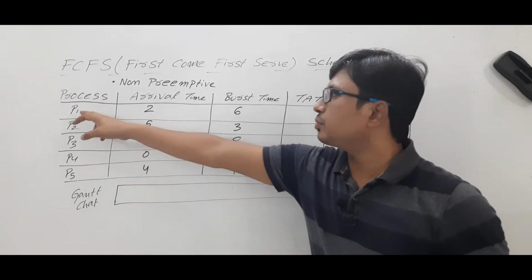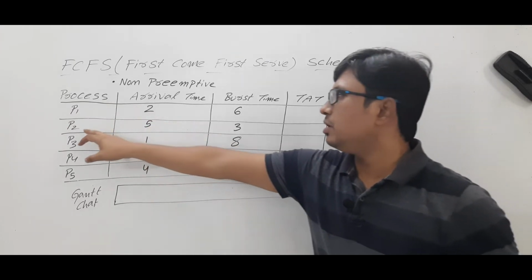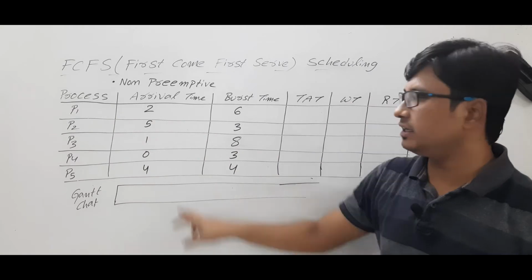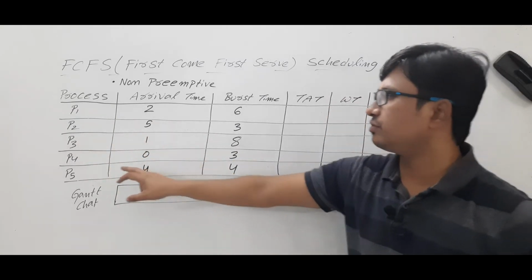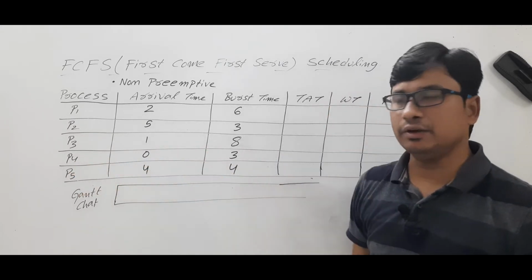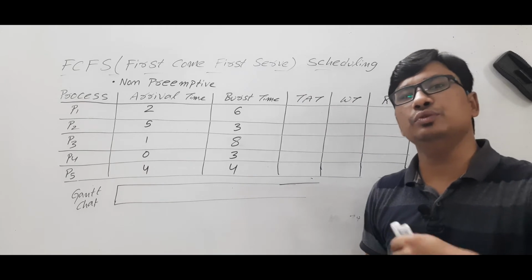Now look here, process P1 has arrived at 2 units of time, process P2 has arrived at 5 units of time, process P3 has arrived at 1 unit of time, process P4 has arrived at 0 units of time, and process P5 has arrived at 4 units of time.